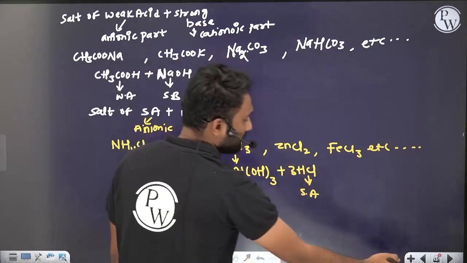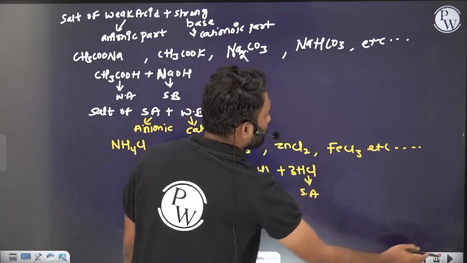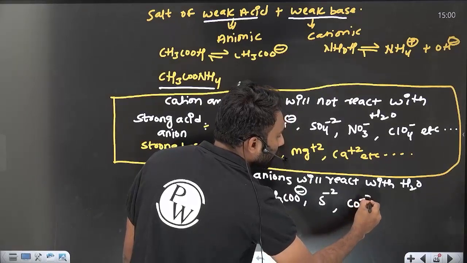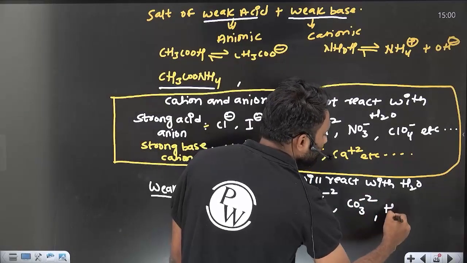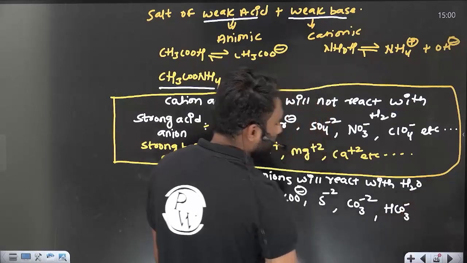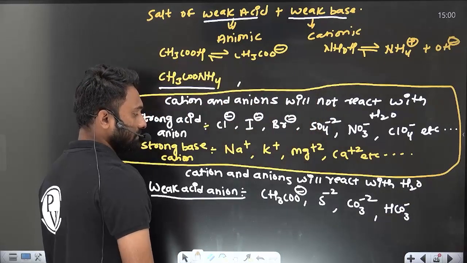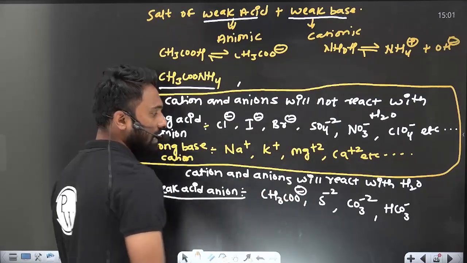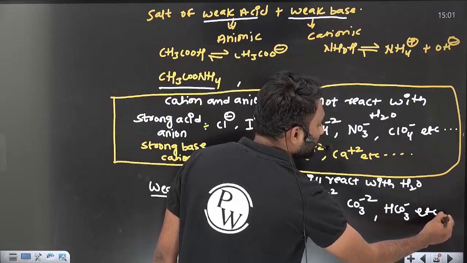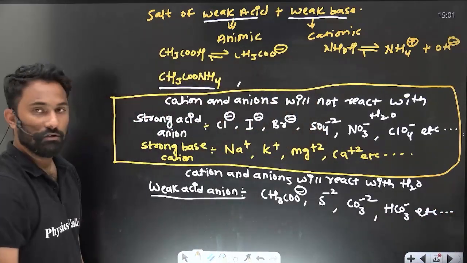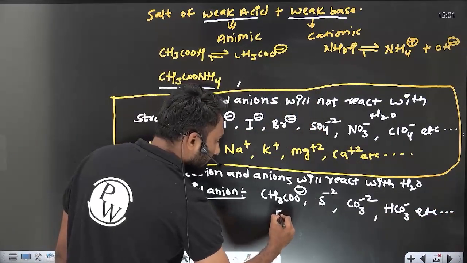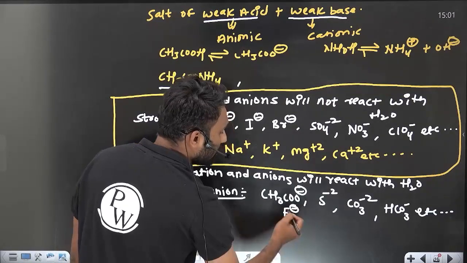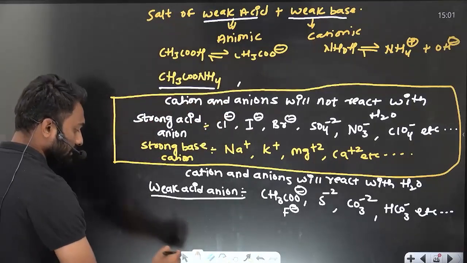Look here. This is the sodium carbonate salt. Now this has come from carbonic acid: CO3 minus 2 and HCO3 minus. Now these are the anions of the weak acid, etc. Now F minus also. HF is a weak acid, and its conjugate base is its anion.